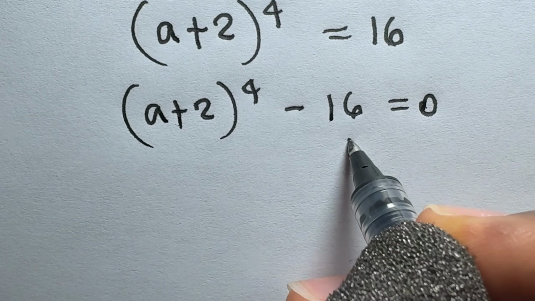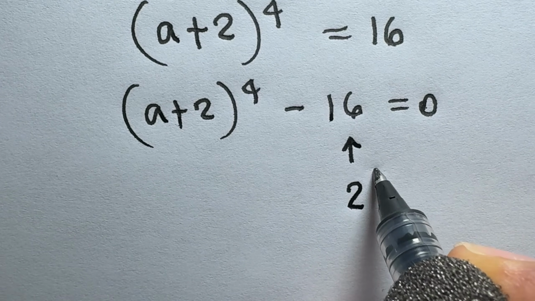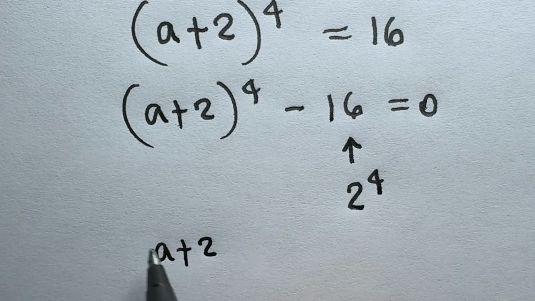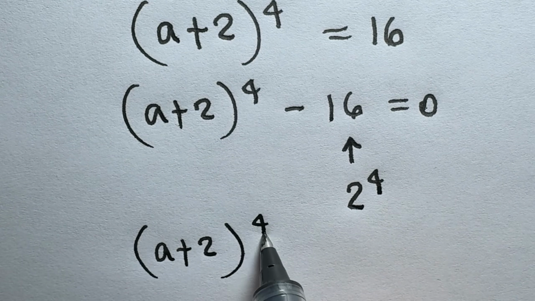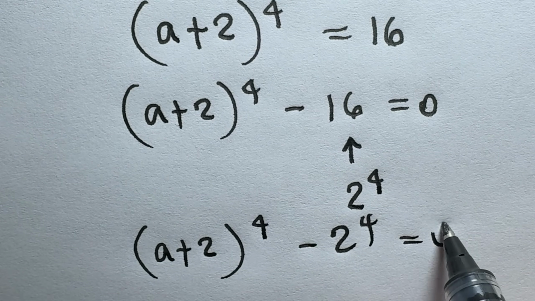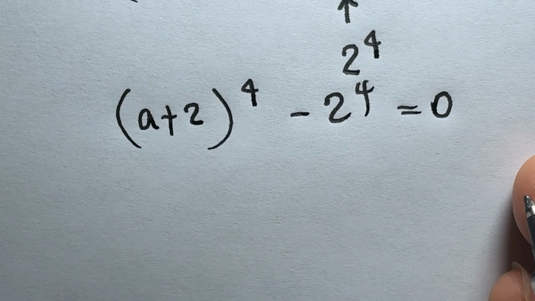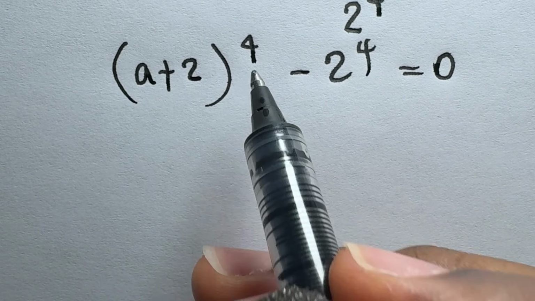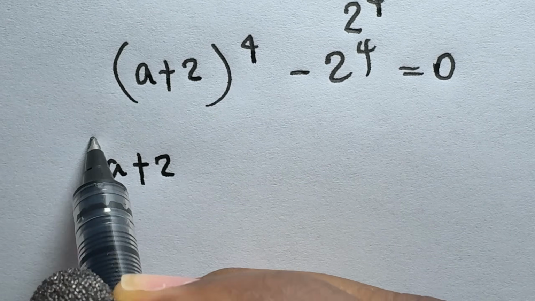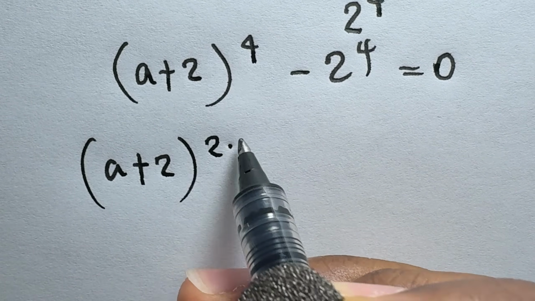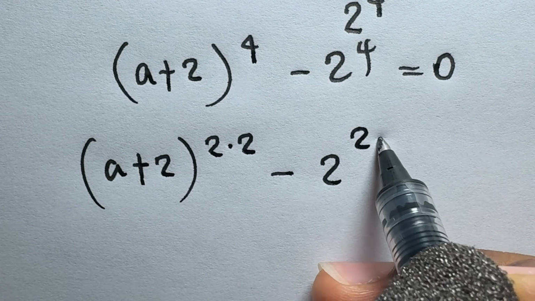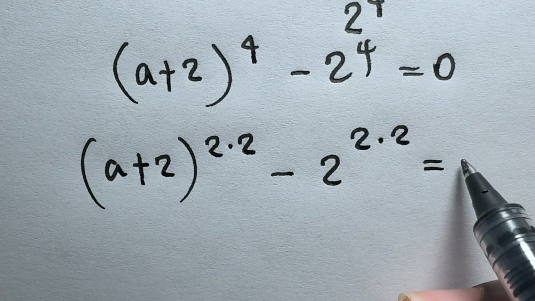We can express 16 here as 2^4, so that (a + 2)^4 - 2^4 = 0. Then let's break down 4 into 2 times 2, then minus 2^(2 times 2), the same thing here, is equal to 0.